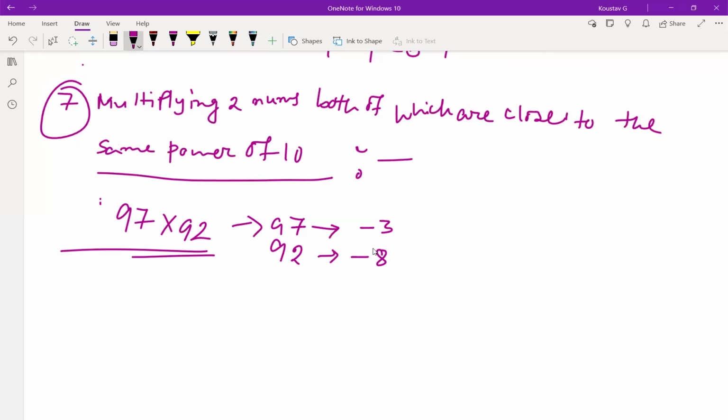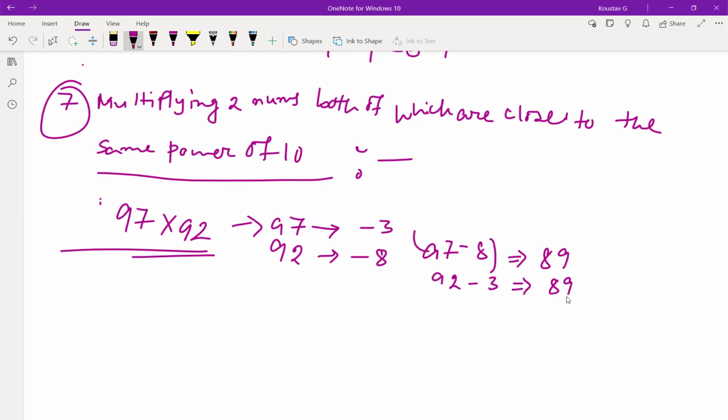So in this example, what is the diagonal sum? 97 minus 8. When you do 97 minus 8, it's 89. And in the same way, 92 minus 3 is also 89. So this will form the first part of the answer.